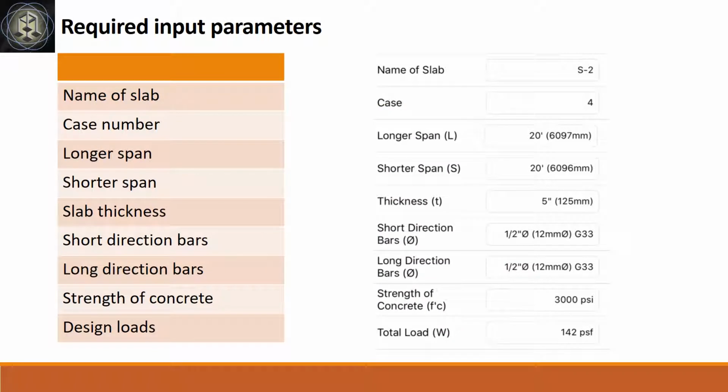Enumerate all input parameters in our design problem. S2 for name of slab. Case 4 panel design. Longer span of 20 feet, shorter span of also 20 feet. 5 inches slab thickness. Half-inch diameter bar, grade 33 main bars. Strength of concrete is 3000 psi, and a total load of 142 psf.